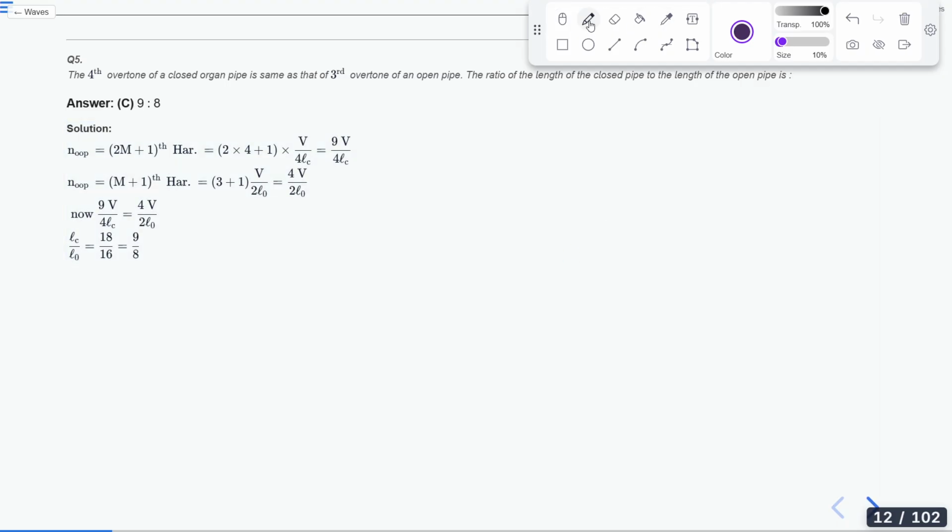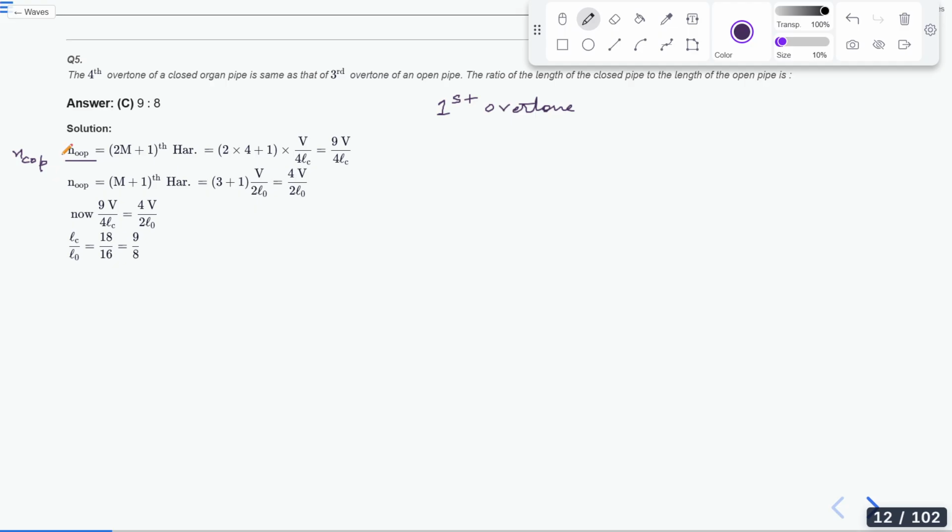Okay, so there is also one relation that you have to find the frequency. If overtones are given, how can you find which harmonic is there? So if you want to find the overtone, suppose you want to find the first overtone. This is for closed, this is NCOP, not NOOP. Okay, there is some typing error. So this is NCOP. This is closed organ pipe.